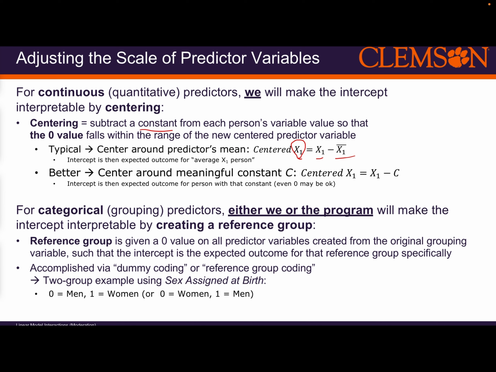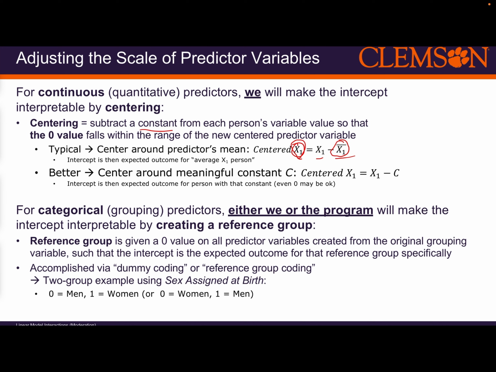So x1, I misspoke just a second ago. x1 represents variable x1, not person 1. A better way of doing that might be to center around a meaningful constant, right? So for instance, if we centered height, then our mean height might be the sample mean for the sample that we have. Now, if we happen to find a sample where we have a set of really tall or really short individuals, this mean may not generalize.